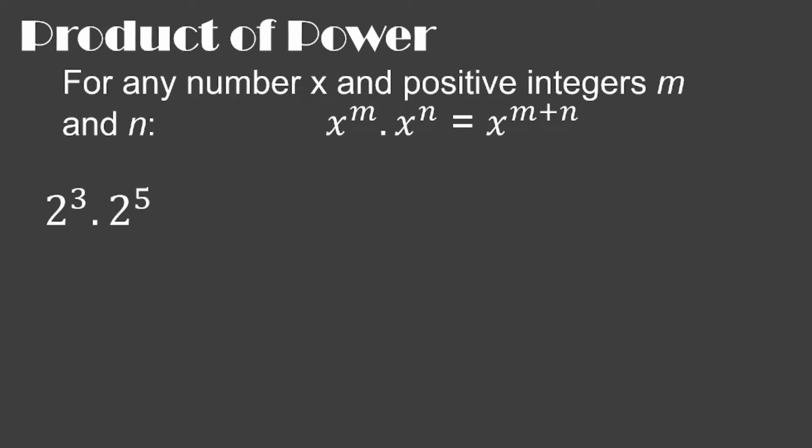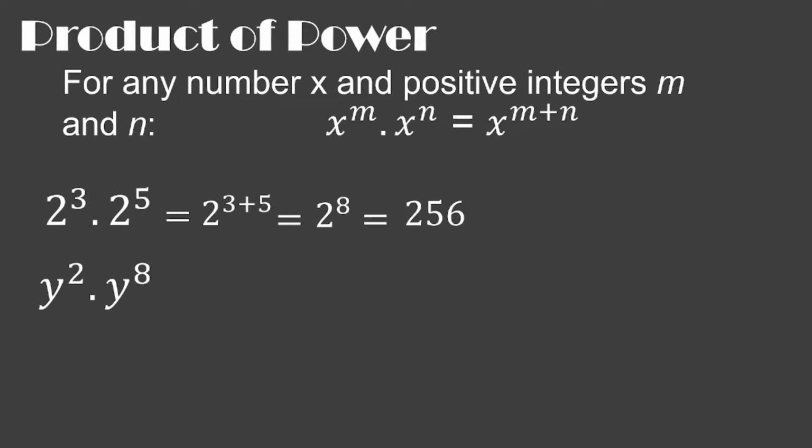Alright, let's have examples. Let's have 2 raised to 3 times 2 raised to 5. If you notice, we have the same base here, which is 2, and the exponents are 3 and 5. Since they have the same base, we can simply add 3 and 5. That will give us 2 raised to 3 plus 5. Now, 3 plus 5 is 8, so we have 2 raised to 8, and 2 raised to 8 is simply 256.